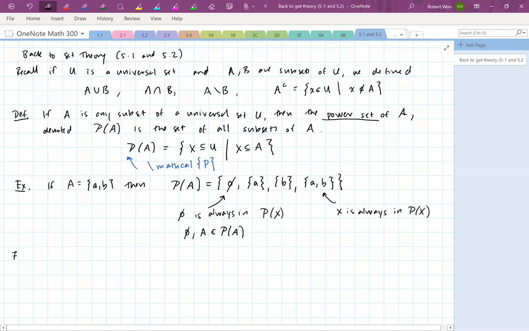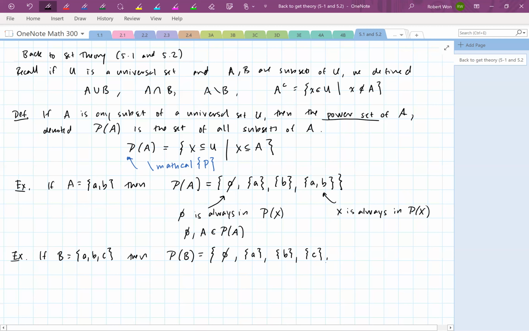Okay, another example. If B now is {A, B, C}, a 3-element set, well, what's the power set of B? The power set of B is the set of all subsets of B, right? So there's a single 0-element subset. There's 3 1-element subsets of B: the set containing A, the set containing B, the set containing C.